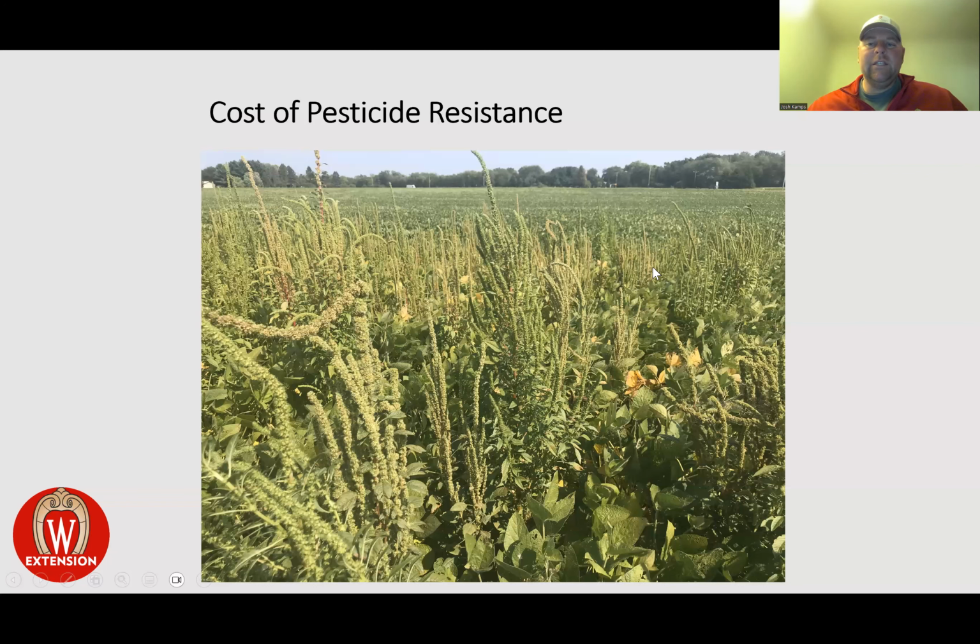A weed like this, we really need to limit seed production. That may mean going out midsummer and removing some of those female plants before the seed becomes viable. If nothing else, when we're harvesting, to try to harvest around those areas and not mix that seed in across the entire field. Then also just practice some good hygiene between fields.